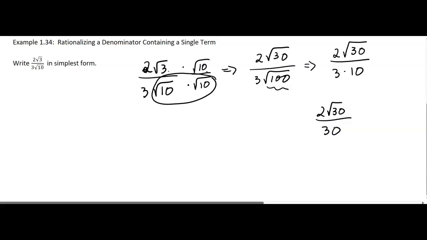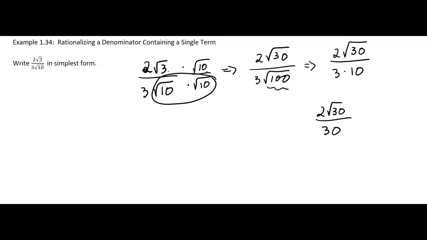Now, you can't cancel those 30s. I'll just tell you that right there. If you were thinking, oh, I'll cancel those 30s, you can't because one is inside the radical and the other is outside the radical. If they were both inside, you could cancel. If they were both outside, you could cancel. But when one's in and one's out, you can't.